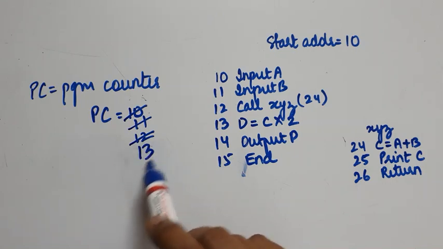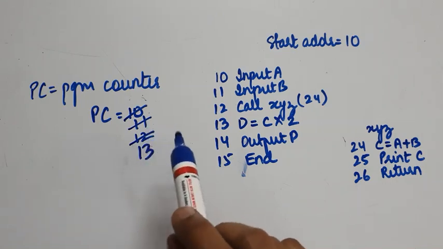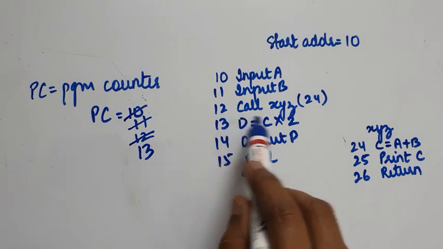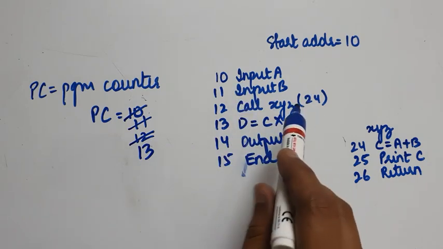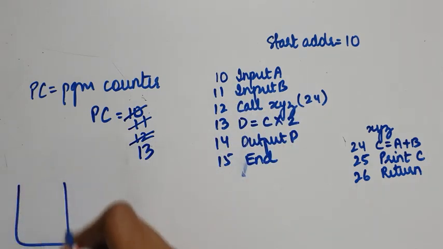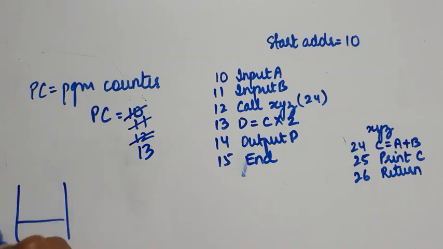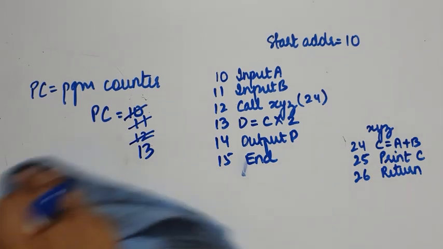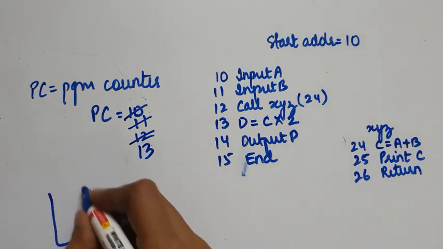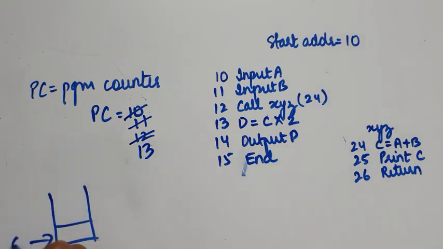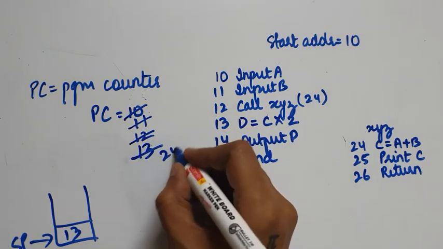So now 24 is required to be written on PC, which is holding 13. You cannot lose this value. So what happens when call is executed? The value of the PC is written on the stack, at the top of the stack. 13 is written here. Let me take it a little into focus onto the stack. The stack pointer is pointing here, and 13 will be written here. So now our value is safe, and 24 is written into PC.